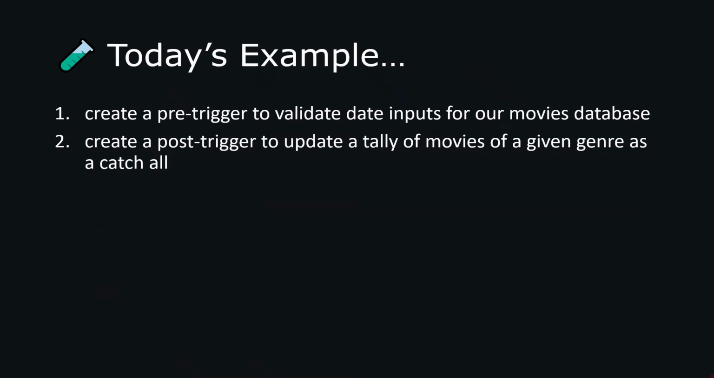So in today's example, we're just going to create a pre-trigger to validate some date inputs for our movies database, and we're going to create a post-trigger to update a tally of movies for a given genre. And we're going to use that as maybe a catch-all. There are some things that we are going to do in addition to this so that we can have a few learning moments.